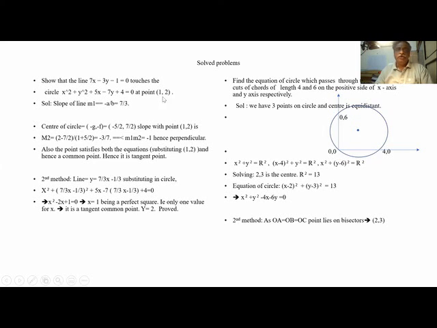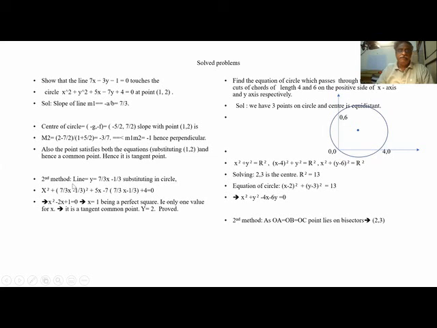Now I am substituting (1, 2) in both. If I put (1, 2) here, 7 minus 6 minus 1, 7 minus 7 is 0. If I put (1, 2) here also, 1 plus 4 plus 5, 10 minus 14 plus 4, this is also 0. So the point (1, 2) lies on both, and the slope of this line is perpendicular to the slope between the center and this point.